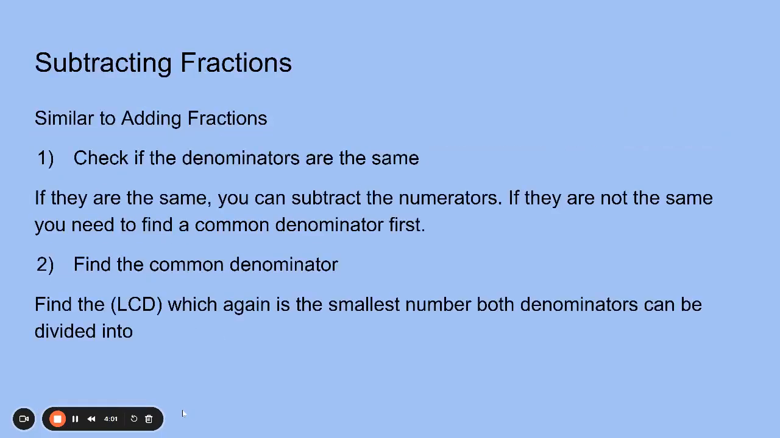Now we're subtracting fractions. It's similar to adding fractions. The first step is to check if the denominators are the same. If they are the same, you can go ahead and subtract the numerators. If they are not, you need to find a common denominator first. Step 2, find the common denominator. Find the least common denominator, which again is the smallest number both denominators can be divided into.